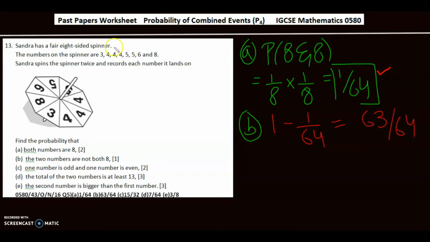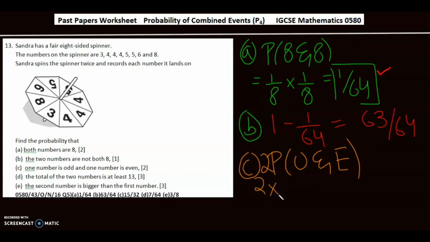Okay. Part C, one number is odd and one number is even. So that means we have to find the probability of getting an odd number and then an even number, or getting an even number first and then an odd number later. So that's why I'm multiplying this probability with 2.